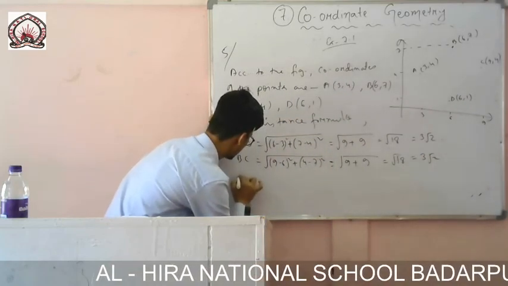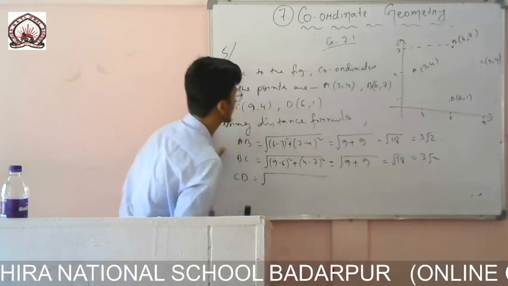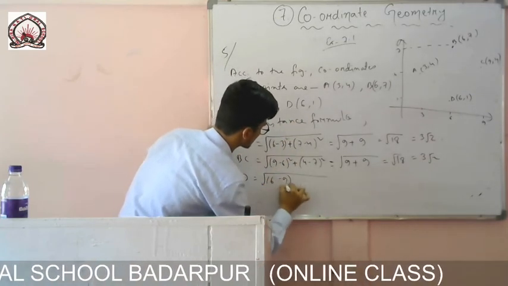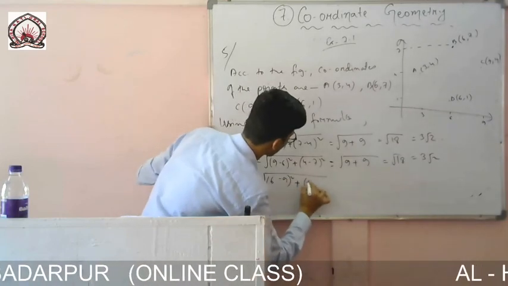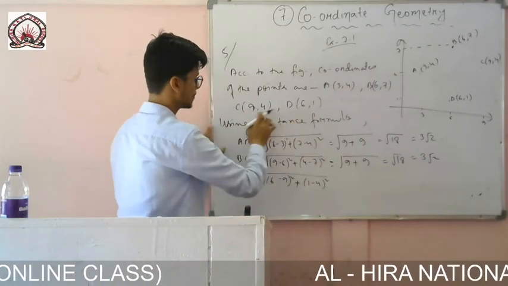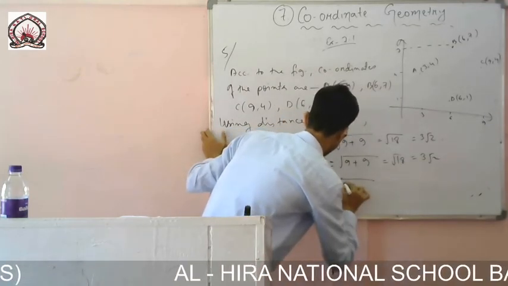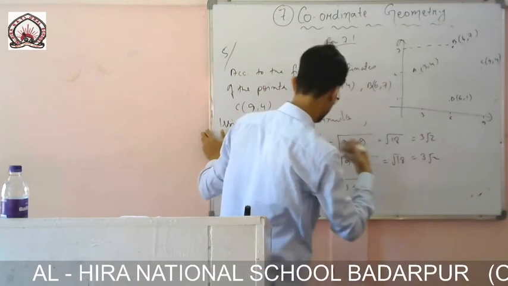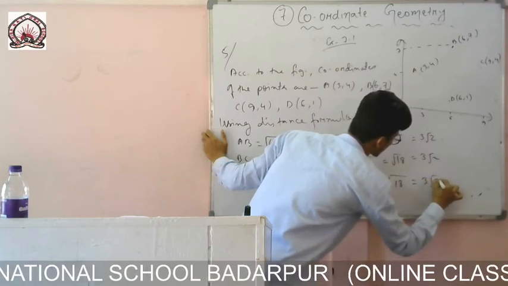So AB, BC, then CD. CD will be, you look here, the square root of (6 minus 9) whole square plus (1 minus 4) whole square. 6 minus 9 is minus 3, square is 9, and 1 minus 4 is minus 3, square again 9. So it will be root 18. So I can write it as 3 root 2.